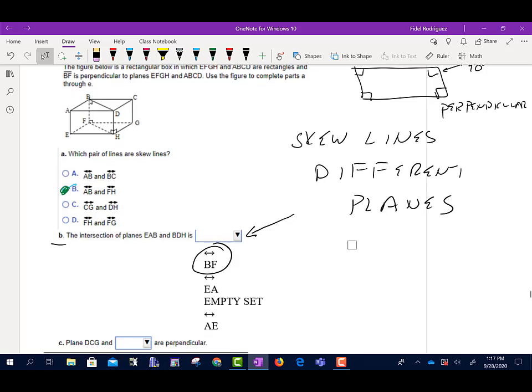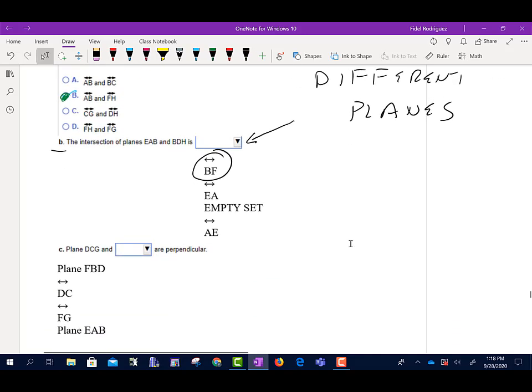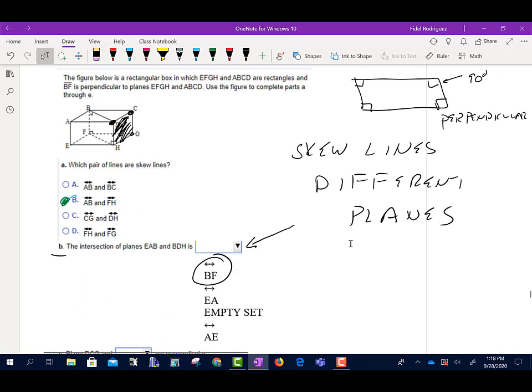Okay, so which plane are we looking at again? DCG. Okay, DCG. So it's going to be this one here, okay? So which one is also perpendicular to that? So let's see. Plane FBD. So FBD would be here, here, and here.